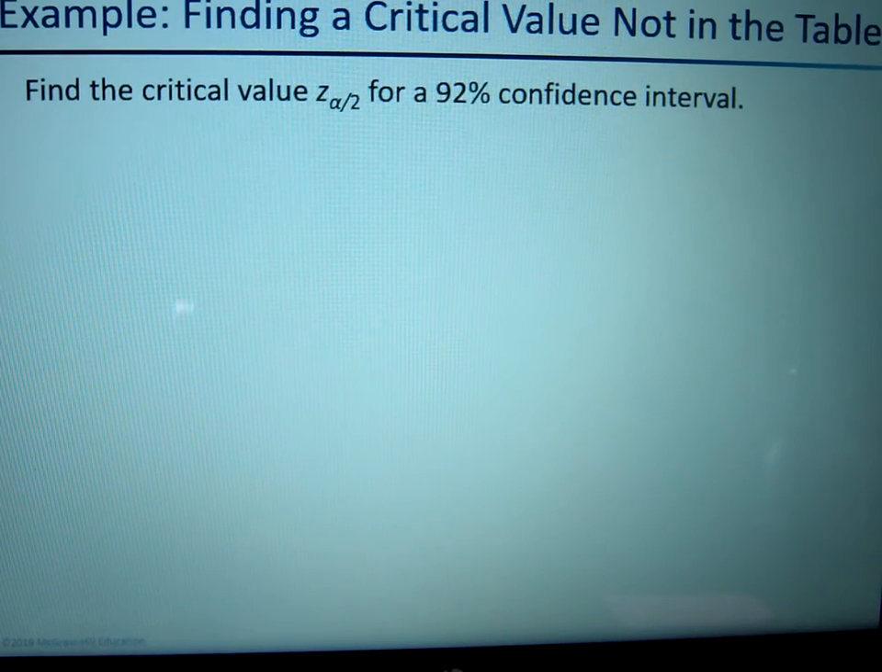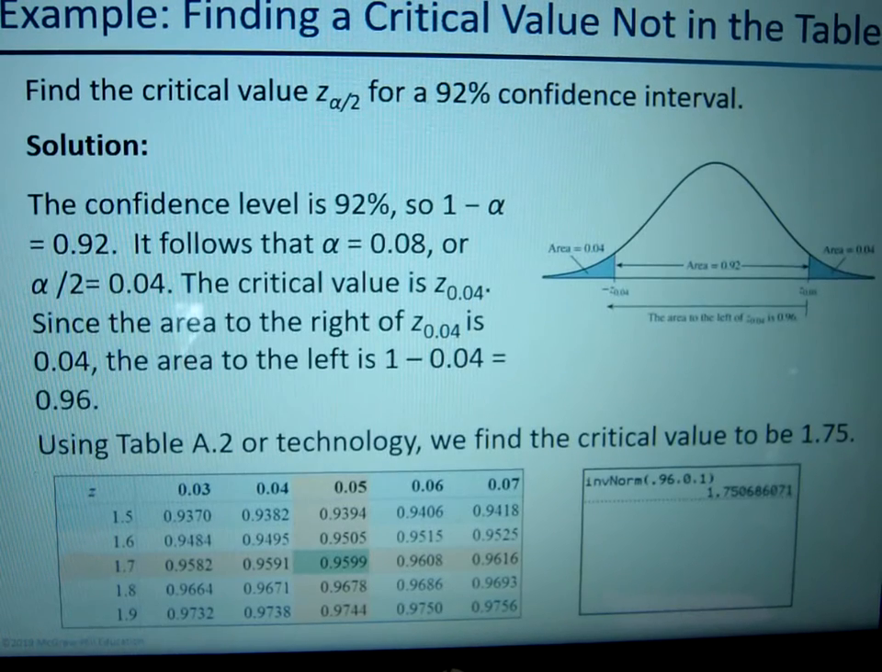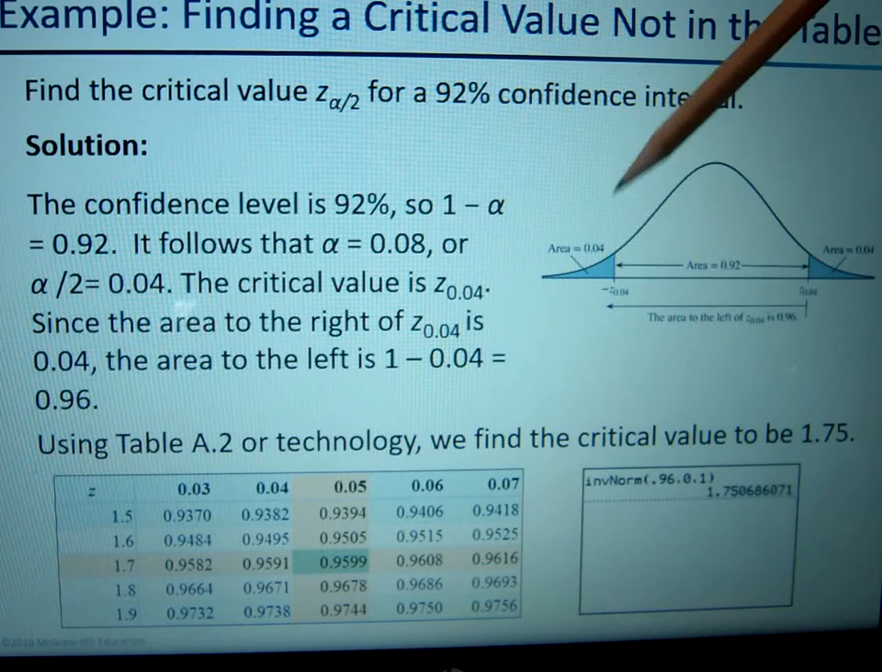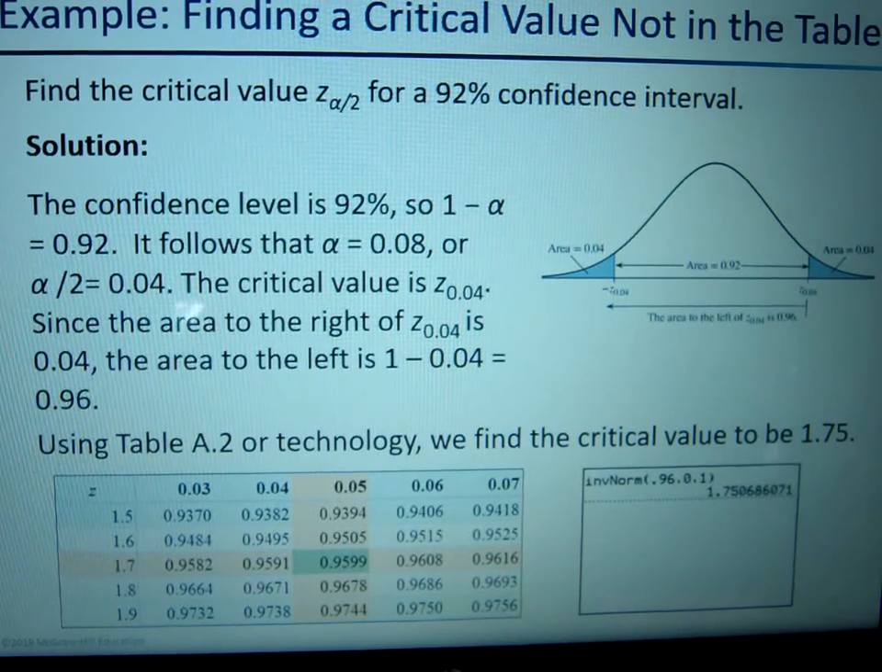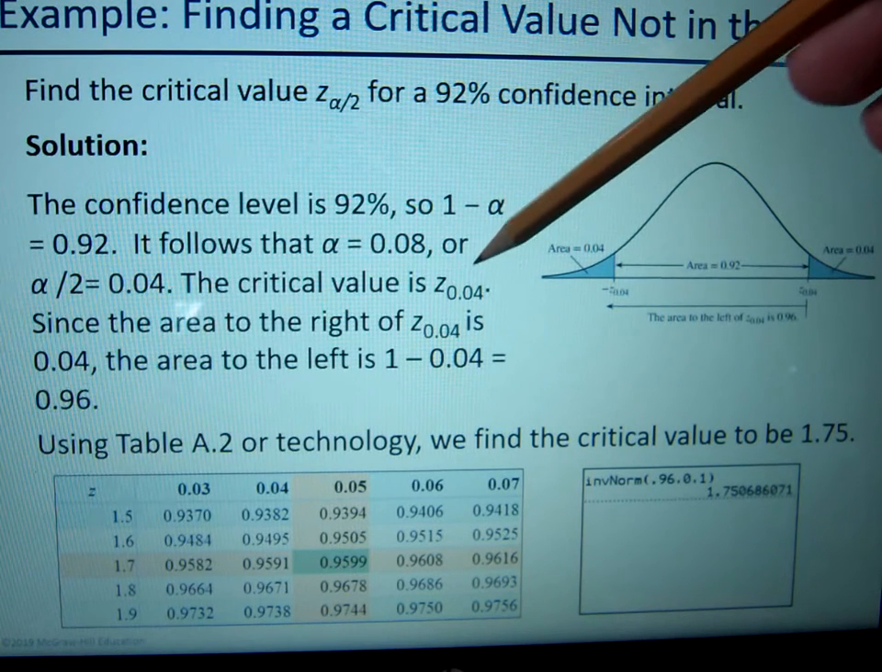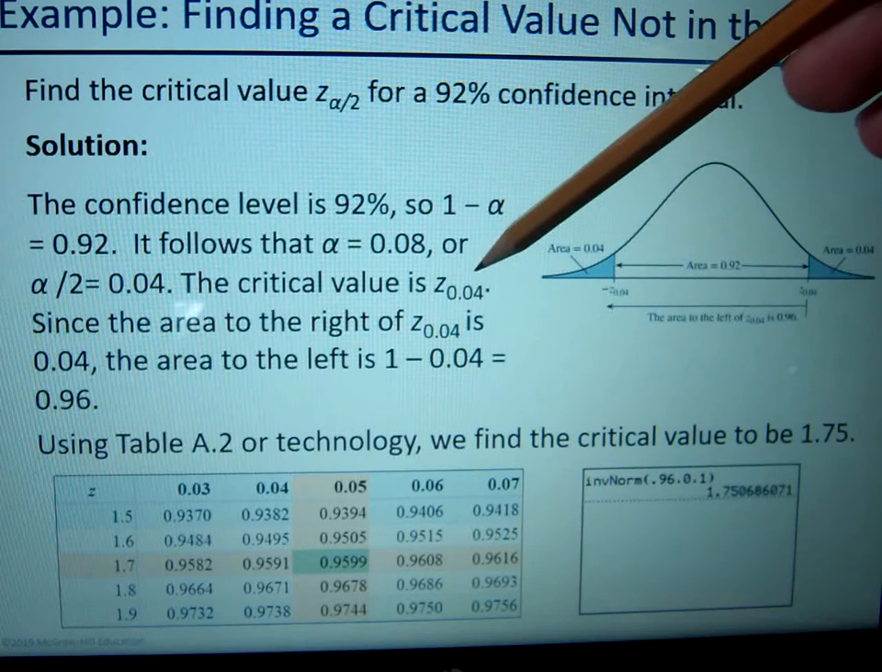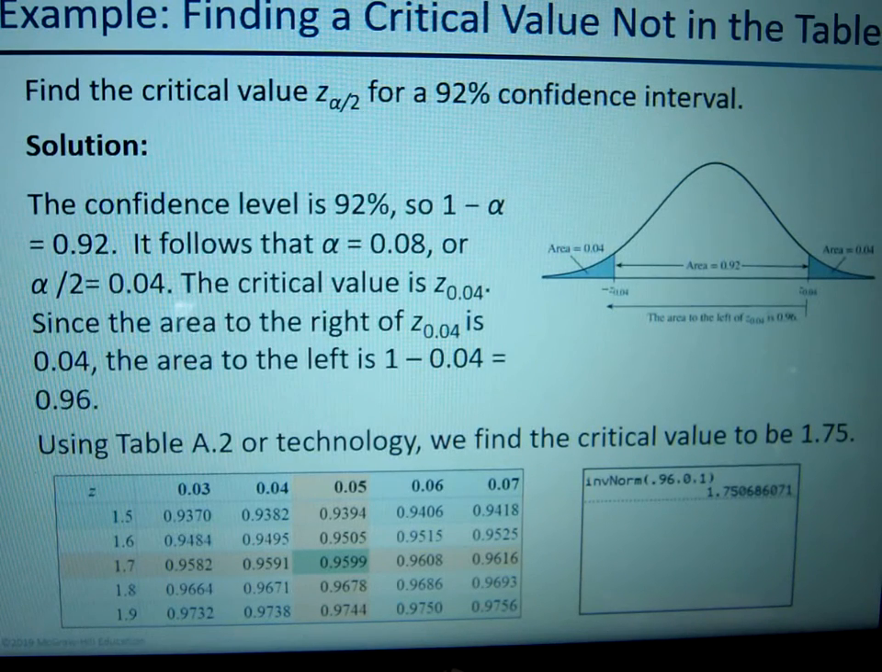Now let's take a look, finding the critical value of Z alpha over 2 for a 92% confidence level. 92% confidence level, you would have 92 here. That leaves 8%, so there'll be 4% here and 4% here. So the critical value would be Z at 0.04. Since the area to the right of it is 0.04, the area to the left of it, all of this area to the left of it, would be 0.96.